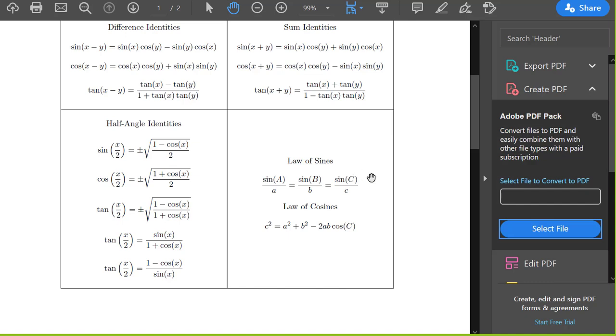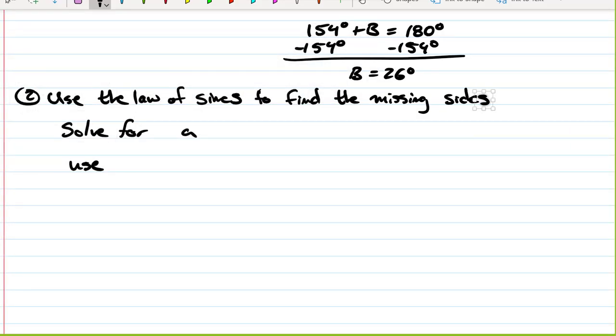What I mean by that is either all the sines have to be in the numerator or all of the sines have to be in the denominator. So we can use this in the form A over sine A is equal to B over sine B. If we wrote it the other way, sine A over A equals sine B over B, you get exactly the same answer. This just saves us one step of algebra, so it's not necessary, it's just kind of nice. So now we plug in what we know.